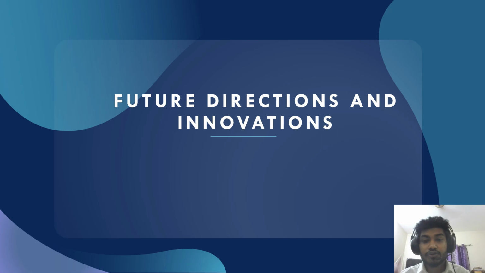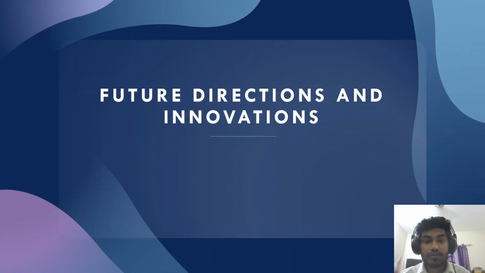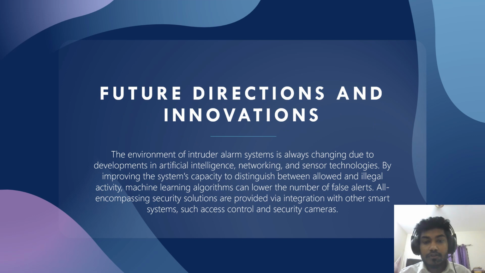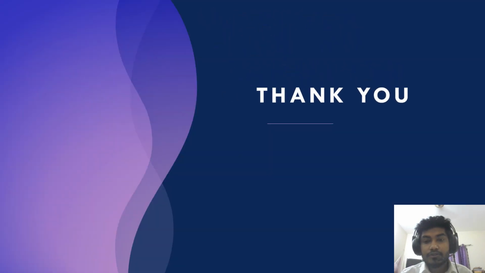The last one is the future directions and innovations. The environment of intruder alarm systems is always changing due to developments in artificial intelligence, networking, and sensor technologies. By improving the system's capacity to distinguish between allowed and illegal activity, machine learning algorithms can lower the number of false alarms. All-encompassing security solutions are provided via integration with other smart systems, such as access control and security cameras. Thank you, sir. That's all.